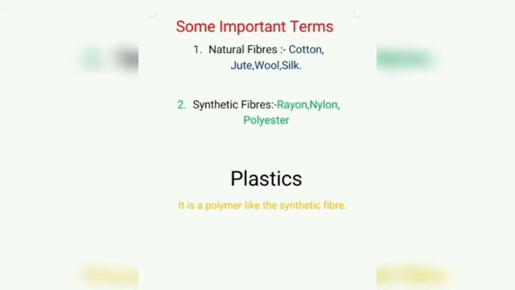Now let's talk about plastics. Plastic is also a polymer like the synthetic fiber. All plastics do not have the same types of arrangements of units. In some they are linear, whereas in others cross-linked.